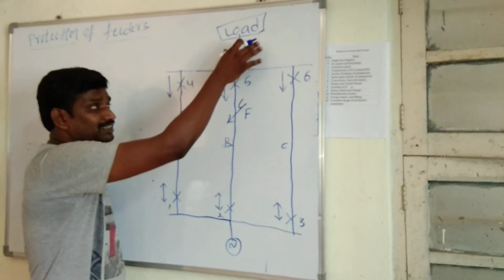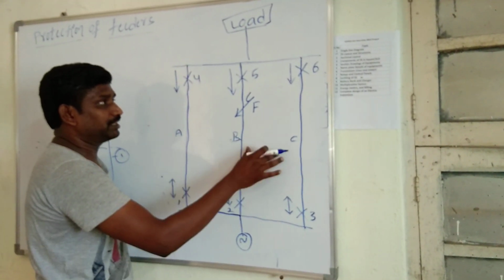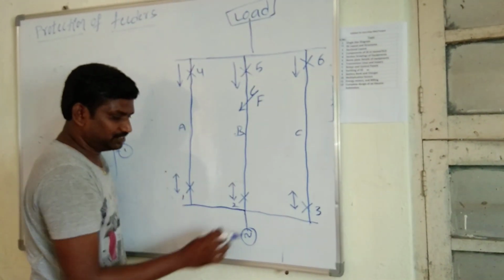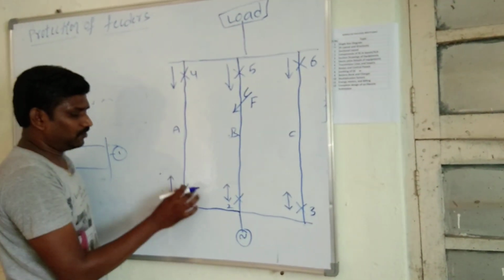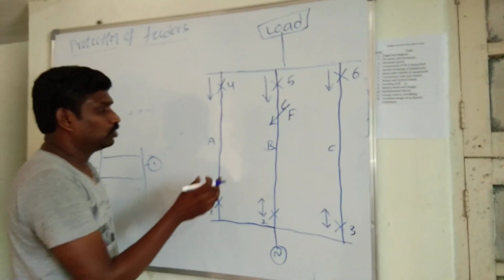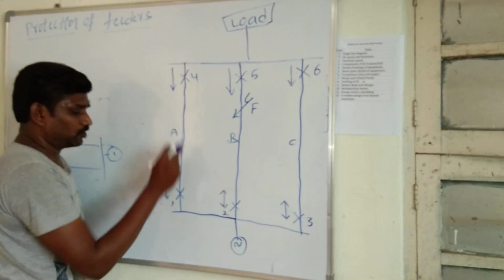Load center is nothing but a substation. And here the feeders A, B, C are connected between the substation and generating station. To protect the feeders A, B, C, here we are using our protective scheme. Generally, to protect any one feeder, we use the protective scheme at the two ends of the feeder.